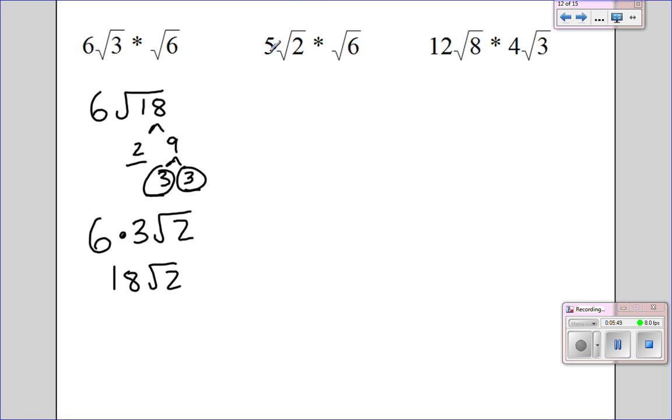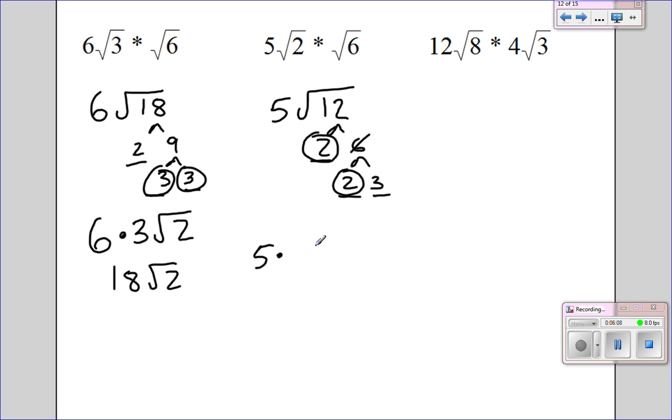All right, let's see how we did. Outside times outside, 5 times 1 is 5, 2 times 6 is 12. Break it down, 2 times 6. Break down 6, 2 times 3. 6 is done now. 2's are prime, so you have a 5 on the outside. I have a pair of 2's, so 2. Left over is a 3. 10 square root 3. And finally, outside times outside, 12 times 4 is 48. Inside times inside, 8 times 3 is 24.